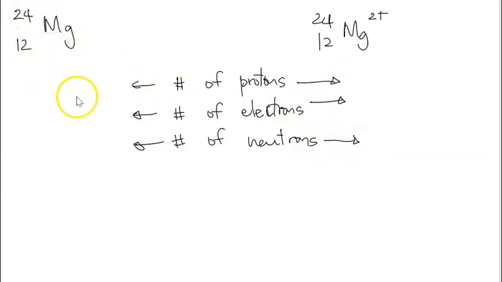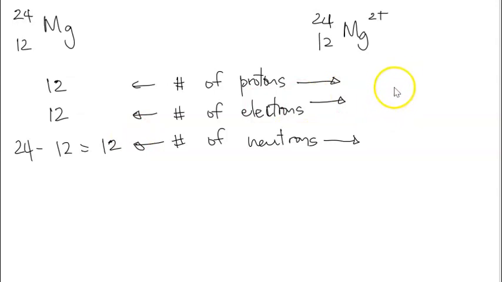In the neutral atom, atomic number 12, so that tells us our number of protons. Number of electrons in a neutral atom equals protons, so 12. Neutrons would be 24 minus 12, which is equal to 12 neutrons.